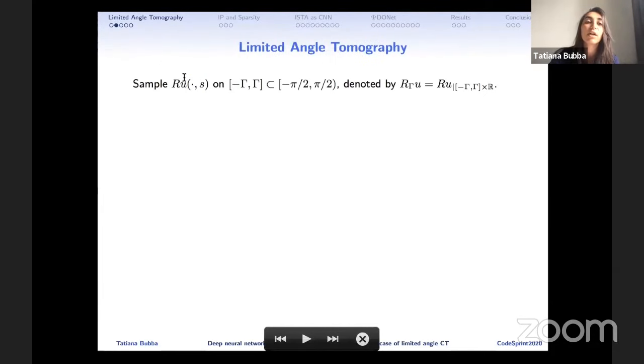So we start from the Radon transform, but instead of rotating the angles all around the target, in the limited angle case the sampling for the angle is limited to a certain wedge, which here we denote by minus capital Gamma to capital Gamma, which is a subset of minus pi over 2 to pi over 2, and we denote the transform as R gamma of U, where U is our target. What's the difference when we are dealing with limited angle tomography?